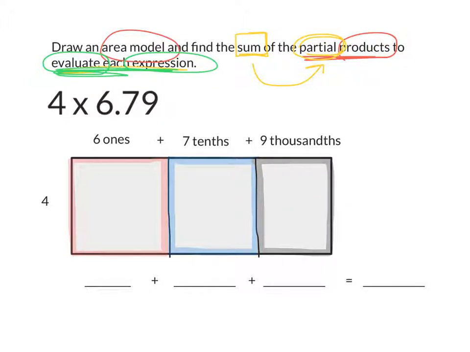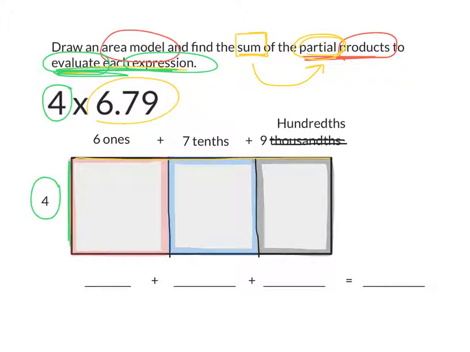Now, in your notebook, go ahead and draw yourself a rectangle because that's the beginning of any area model. And on one side, you're going to write 4 because that's the length of this side here. Okay. Now, this other side is 6.79. But we're going to divide it up. Do you agree that 6.79 is the same as 6 ones plus 7 tenths plus 9 hundredths? Very good.